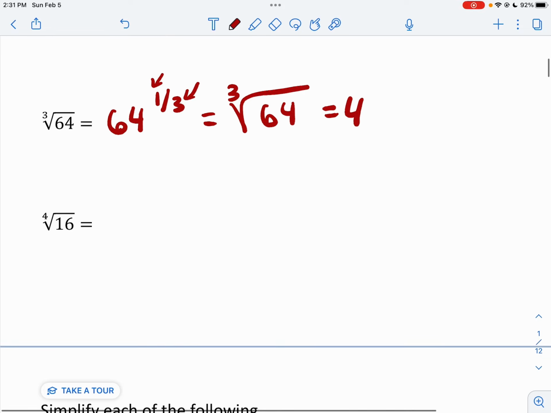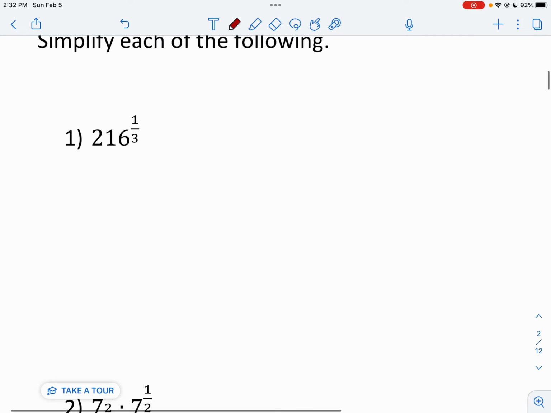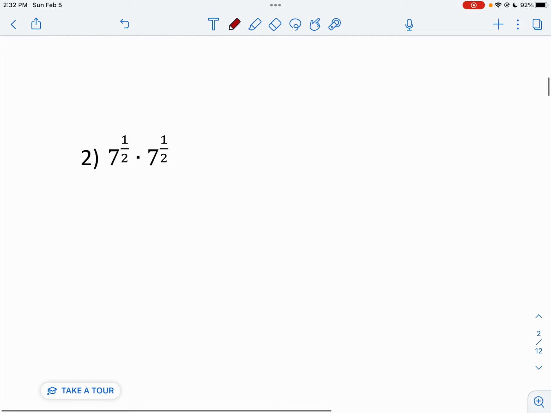If I had the fourth root of 16, that's the same thing as 16 to the 1/4. That means tell me what multiplies by itself 4 times to give me 16, and that is equal to 2. Okay, so let's use those now and start practicing simplifying. So if I had 216 to the 1/3, that means the same thing as taking the third root of 216, which it turns out is 6. 6 times 6 is 36, times 6 again is 216.